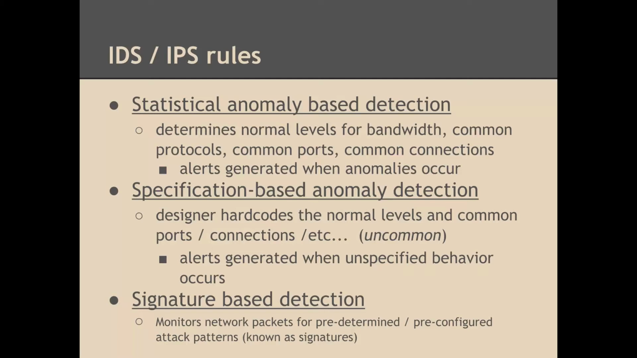Now, statistical anomaly-based detection, without the specification, would simply determine the normal behavior of the network, normal levels of bandwidth for various protocols, and traffic going across various ports, and identify the common connections that are made across the day, and then generate alerts when anomalies occur. Perhaps these baselines deviate past a threshold, and then in those cases the operators want to know of those anomalies when they occur in real time, or at least have a log of them.